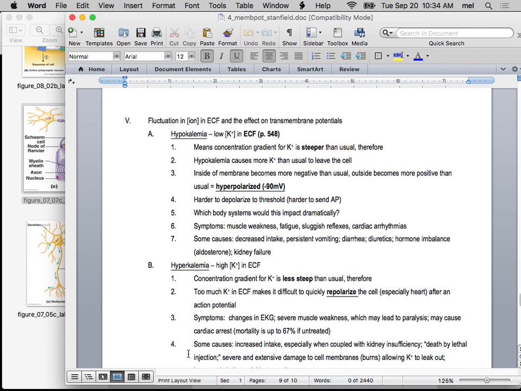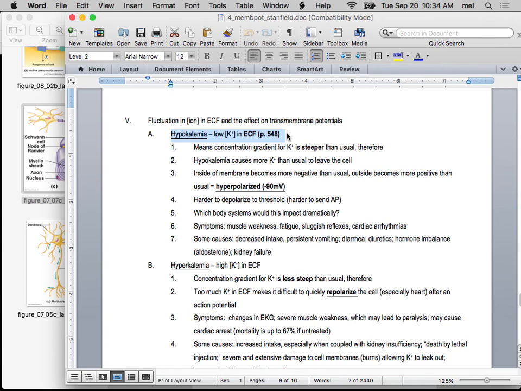What I want you to know, and you have to know this because when you get home and try to study this, if you don't know how to read it, you're going to hate everything about it. With each one of these, the title is the actual disturbance, and the things listed after happen because of the disturbance. So, hypokalemia.